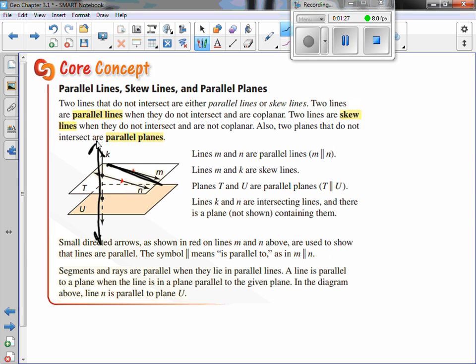And parallel planes are two or more planes that do not intersect. So if two planes do not intersect, they are considered parallel. Small directional arrows are shown. So we can also use these little red arrows. It's kind of hard to see on your note sheet, but if we use arrows on lines, it's a way to say that they are parallel. So if there's one set, those are parallel. If they do two, those are parallel. So the number of arrows that are drawn corresponds to each other. So if there's three on one line, any other line that has three sets of arrows showing that they're parallel would be matching.